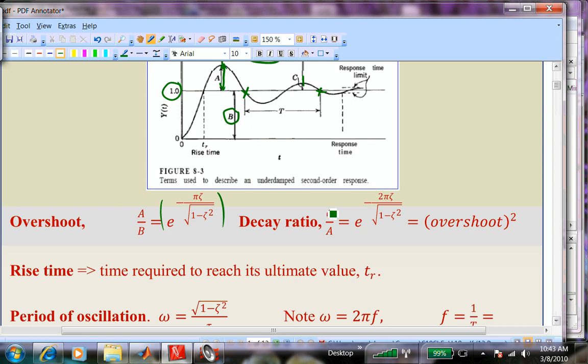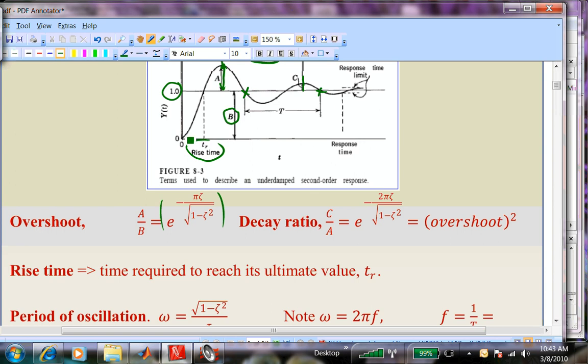And the other one we saw was the decay ratio, which is how fast it is decaying. So that is the vertical distance C divided by vertical distance A. That's a measure of the rate of that decay. And then the rise time is another parameter. These are all parameters that characterize the dynamic response.